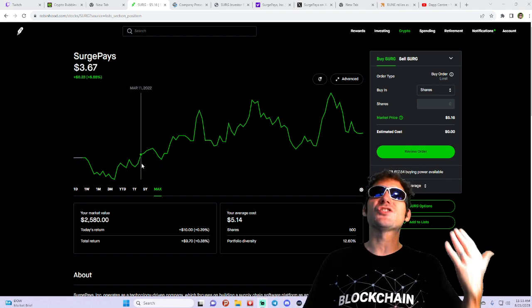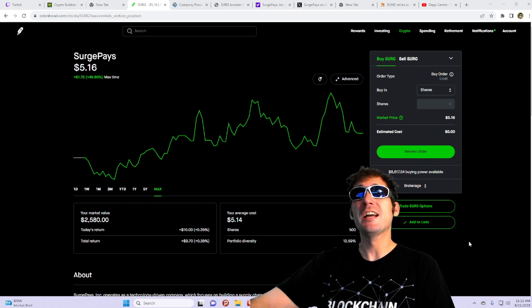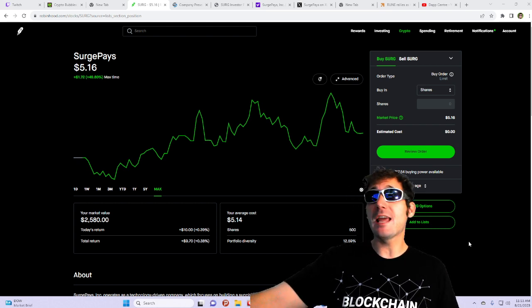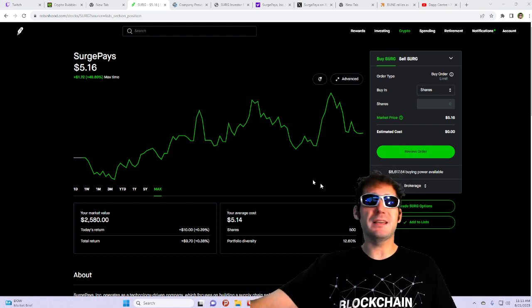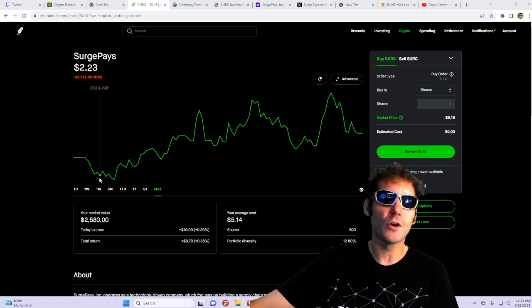But here we go. I got Surgepays, and yes, ticker is Surge. I love the ticker name. I love the name. Surgepays, pay me, guys. And looking at this chart makes me love it even more. I mean, look at this thing.